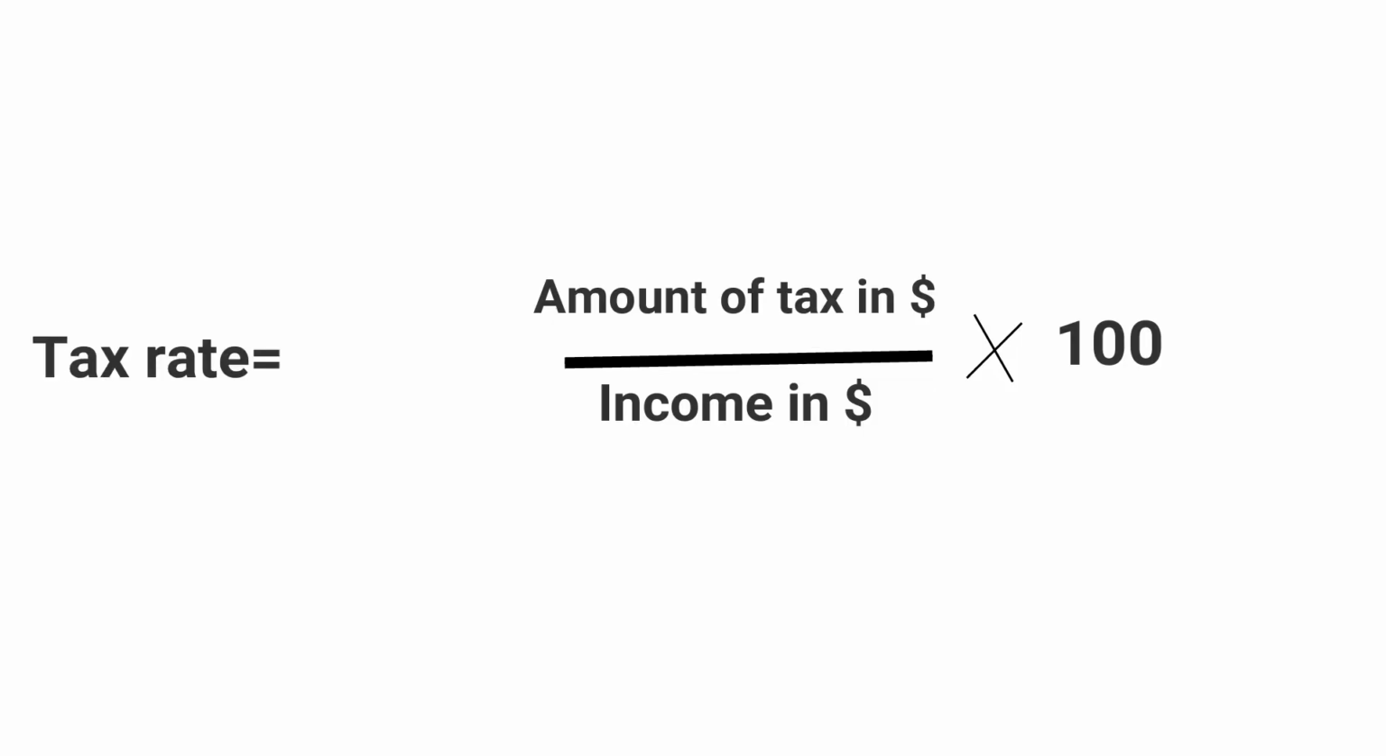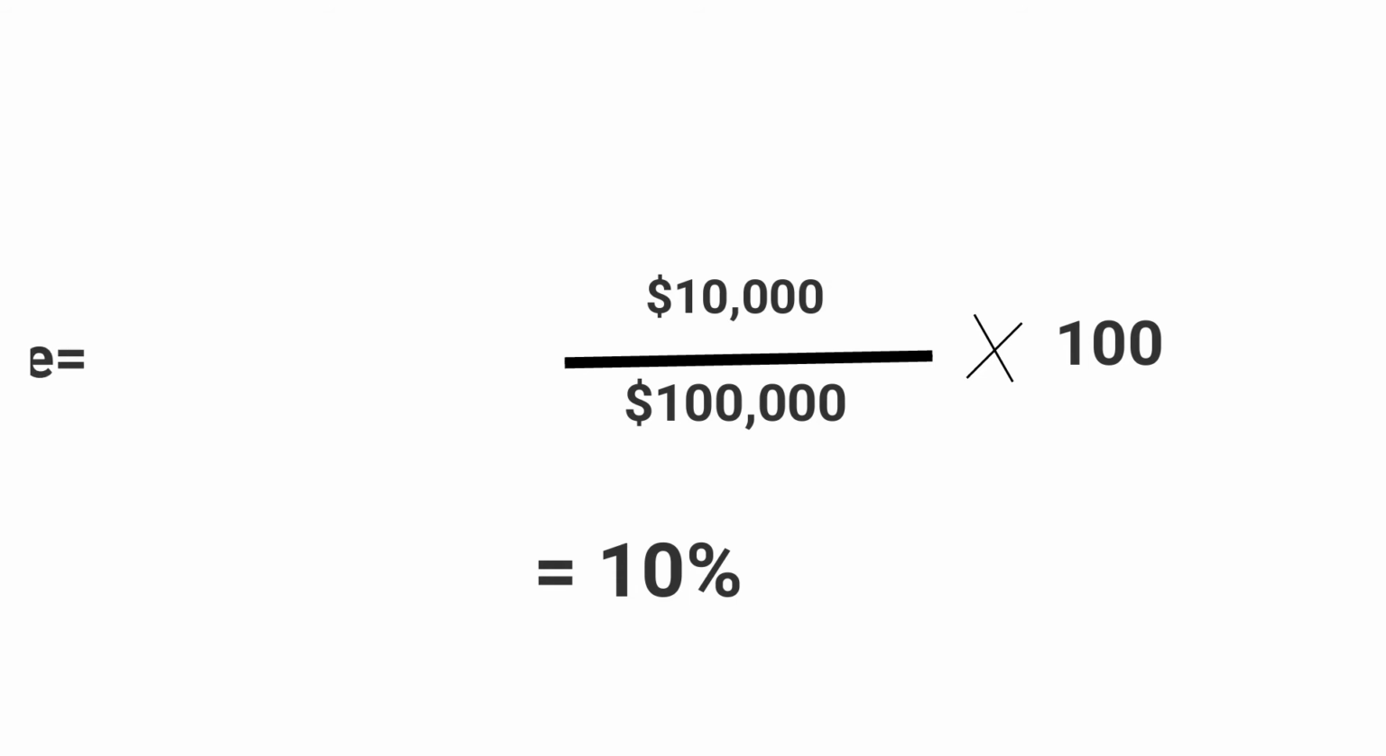Now coming to the calculation of average tax rate and marginal tax rate. Average tax rate is basically the ratio between total tax paid in dollars divided by total income earned in dollars, multiplied by 100. For example, the amount of tax paid is $10,000 and income earned is $100,000. So average tax rate will be 10,000 over 100,000 multiplied by 100, equals 10%.